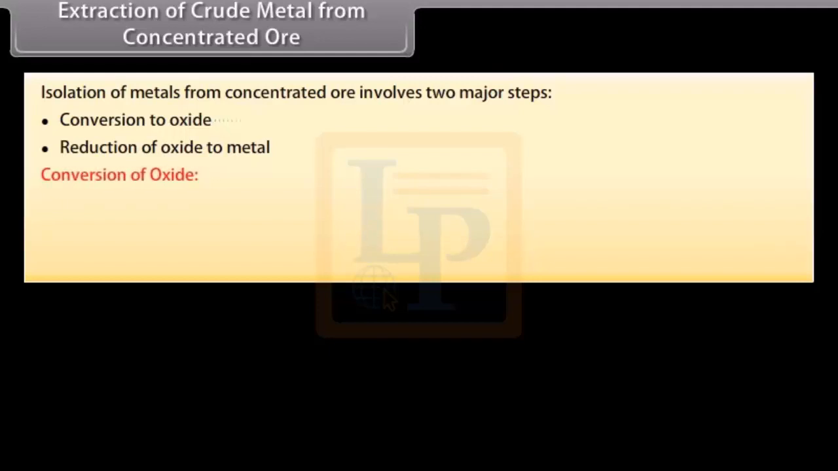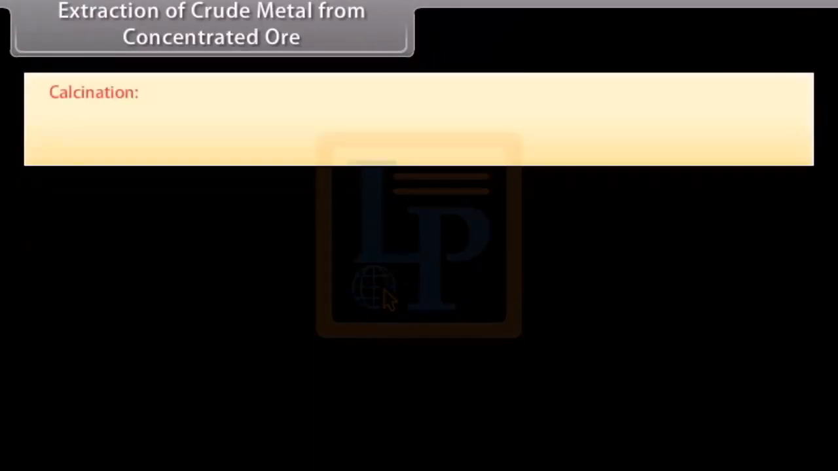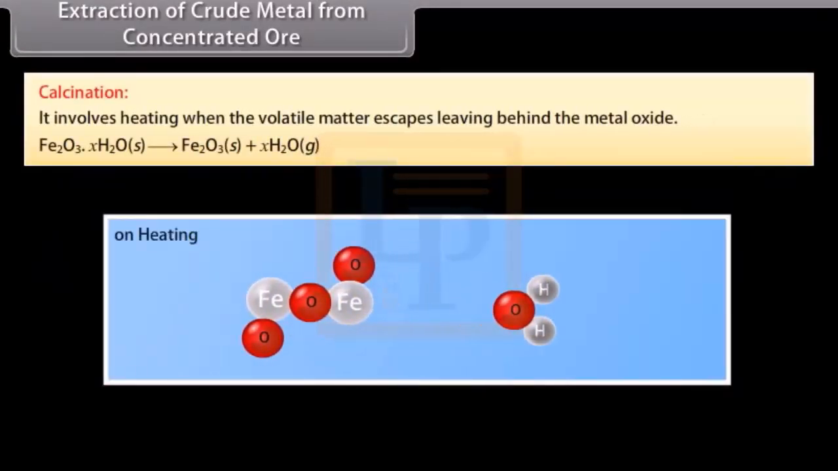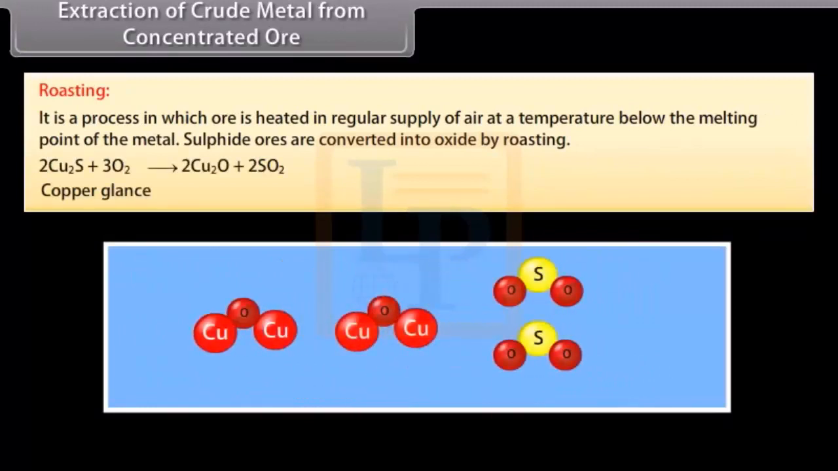Conversion of oxide. It is easier to reduce oxide than sulfide or carbonate ore. This can be done by two methods: calcination and roasting. Calcination involves heating when the volatile matter escapes, leaving behind the metal oxide. Roasting is a process in which ore is heated in a regular supply of air at a temperature below the melting point of the metal. Sulfide ores are converted into oxide by roasting.